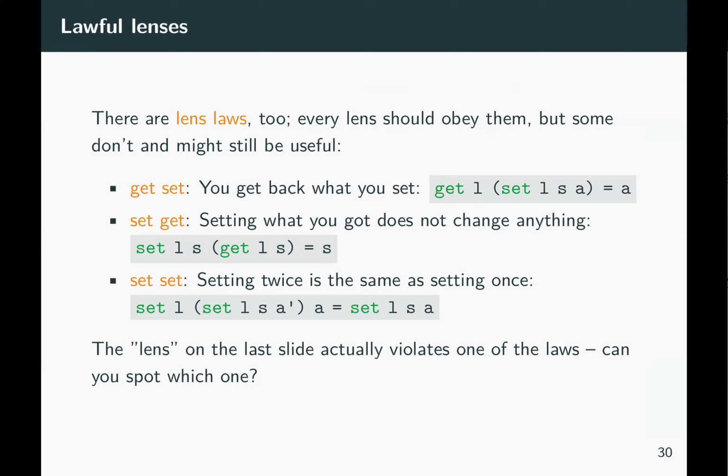Some maybe don't and might still be useful, but it's similar to type classes, what we said. I mean, we don't have to dwell on this for much, and I hope it just makes sense. So get-set: you get back what you set. If I first set to a new value a and then get, then I should get my a out. I set to a, then I should obviously get a.